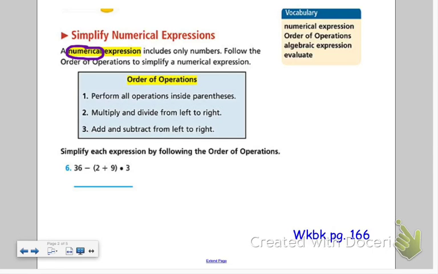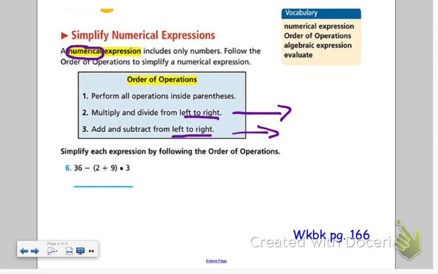Then, multiplication and division is going to come after that. You have to go from left to right. A lot of people think you multiply before you divide, and that's not always the case. If you have both multiplication and division in your problem, you have to do whichever comes first from left and then go towards the right, just like if you were reading. The same thing goes for the third step, where you have to add and subtract. Again, addition doesn't necessarily come before subtraction. You have to do whatever comes first from left to right.